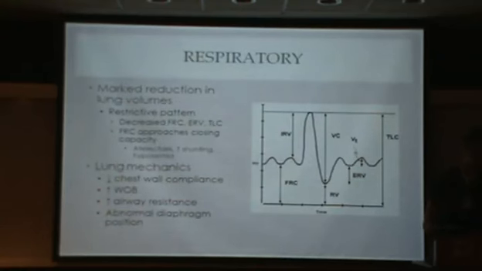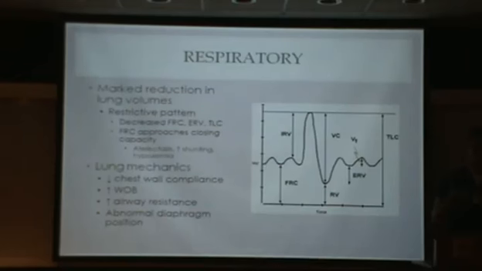So going through some physiology, focusing on the respiratory system here. Obese patients have marked reduction in their lung volumes and have more of a restrictive pulmonary pattern. Looking at this lung graph here from medical school, essentially all of their lung volumes are diminished, and the FRC approaches the closing capacity of the small airways. And so what that means is that they're at a higher risk of developing atelectasis, leading to intrapulmonary shunting and hypoxemia. Furthermore, their lung mechanics are significantly altered.